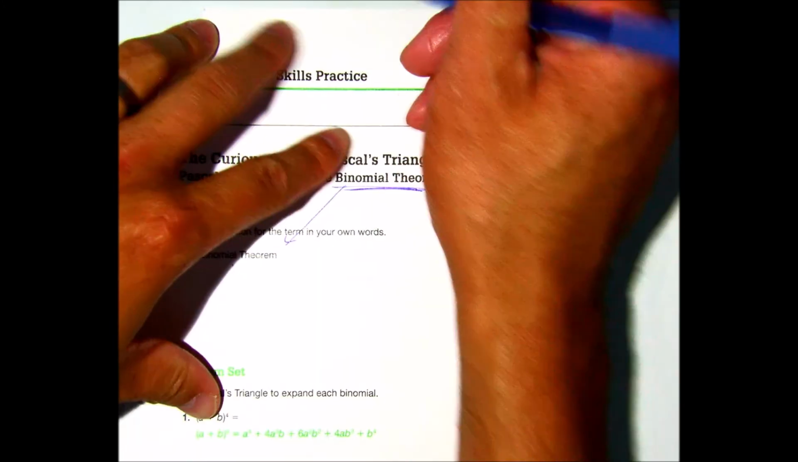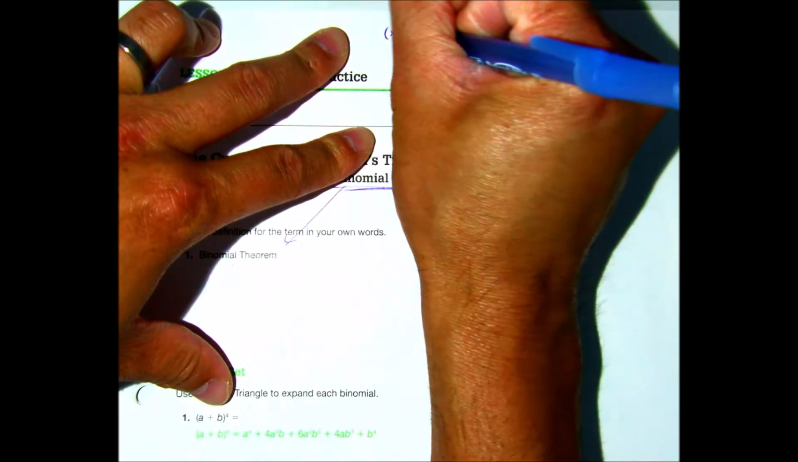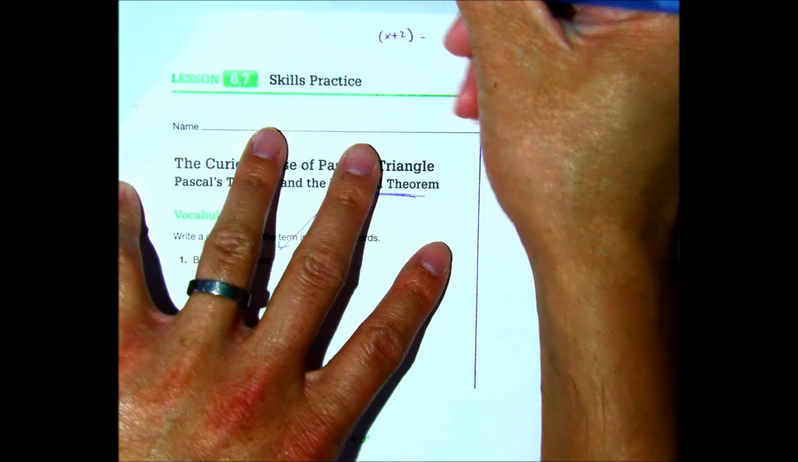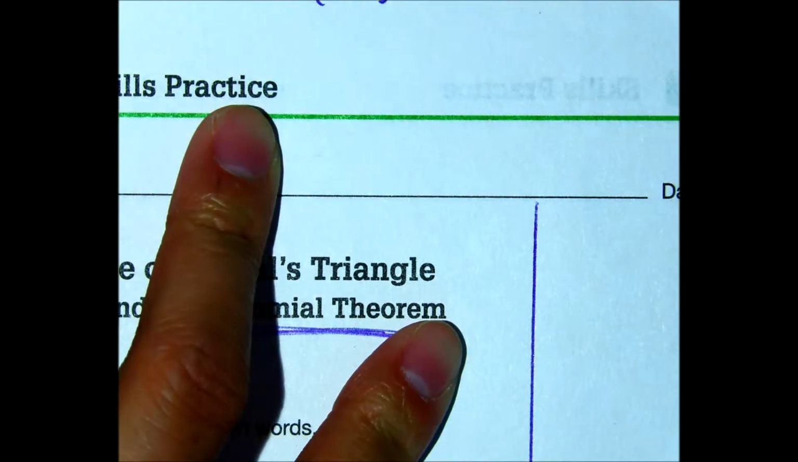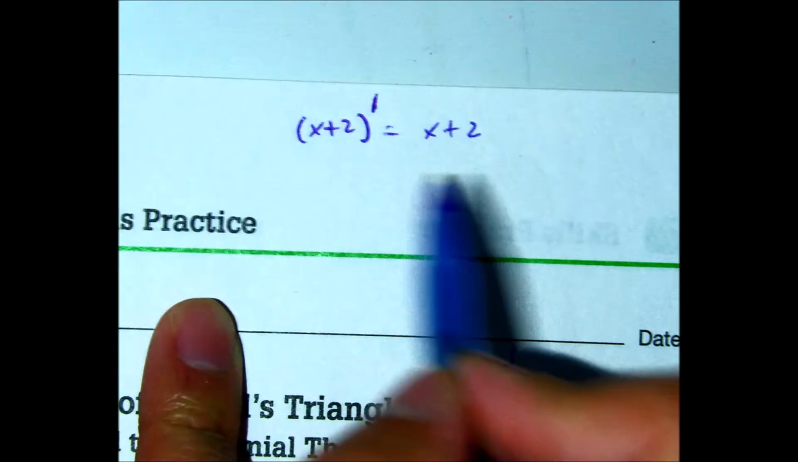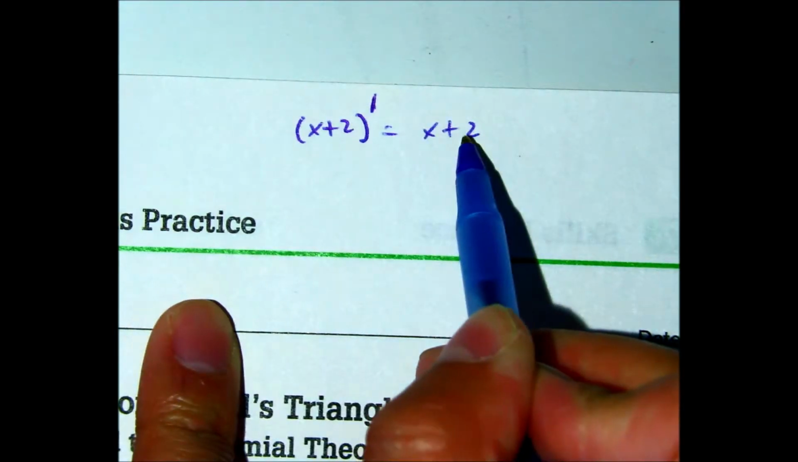Well, if I ask you to do something like this, x plus 2, how many times do I have to write this x plus 2? What number's up here? There's a 1. So your answer would just be x plus 2. Now you can see it. So you just write it out one time, right?